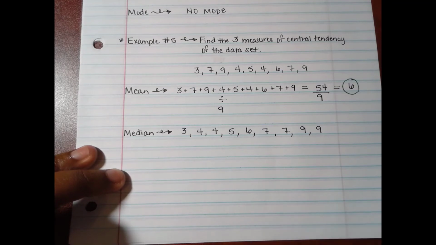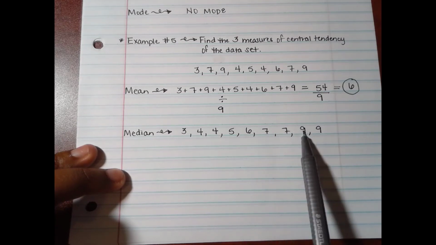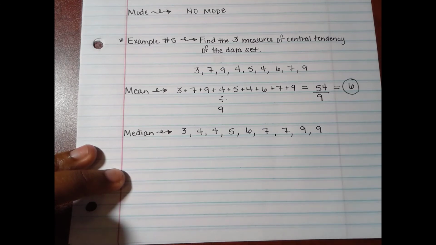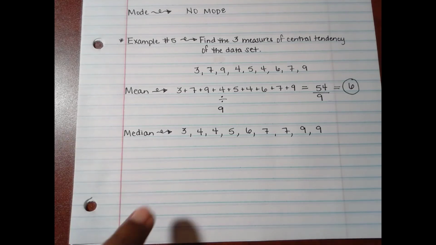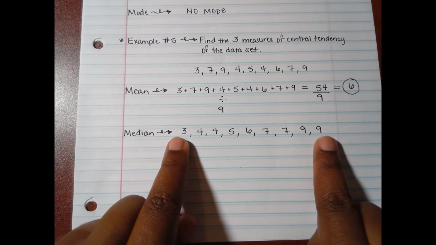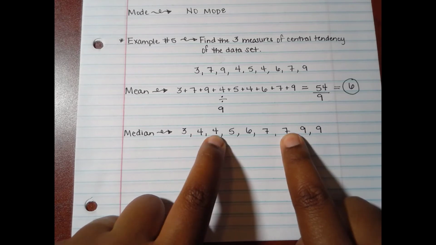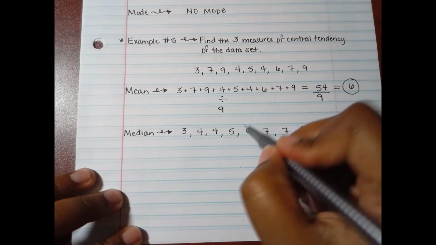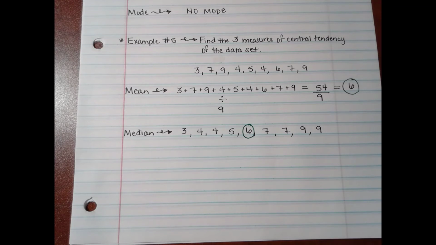So let's see how many numbers we have, because remember, it's different if it's odd or even. So we have 1, 2, 3, 4, 5, 6, 7, 8, 9. We have 9 numbers, so that means there's only going to be one number in the middle. And if you get a little confused, just always start with your fingers and move in. So here, then go in, go in, go in. I see that 6 is the number that's left in the middle. So 6 would be our median.